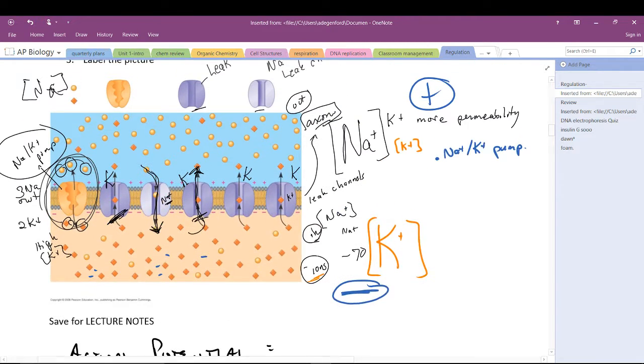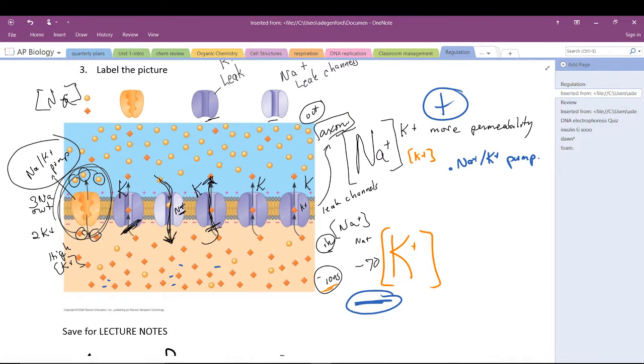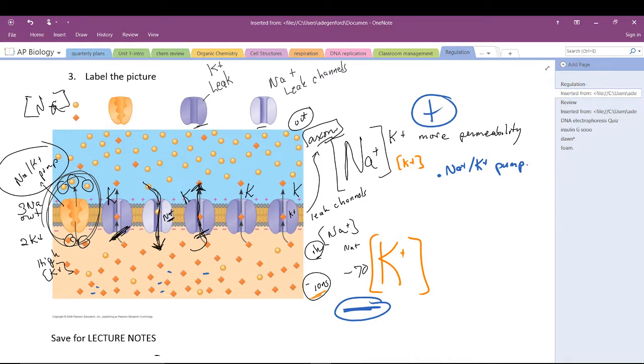This gets a little overwhelming to students, and I totally get it. Just go back and make sure your drawings are very nice and neat. We have a higher sodium on the outside, smaller potassium on the outside, higher potassium on the inside, smaller sodium on the inside. But overwhelmingly, because of the negatively charged ions on the inside, we've got a negative charge on the inside. That kind of swamps the positively charged potassium.